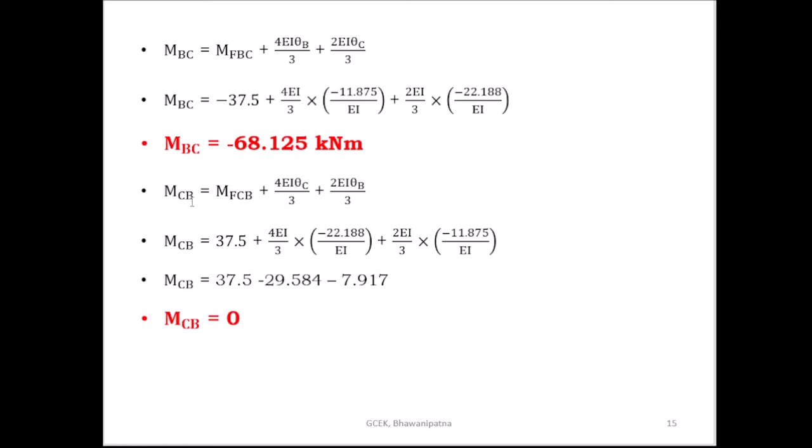Then find out MCB. MCB is equal to MFCB plus 4EI theta C by 3 plus 2EI theta B by 3. So MFCB is equal to 37.5, theta C is equal to minus 22.188 by EI and theta B is equal to minus 11.87 by EI. So put the values of theta B, theta C and MFCB here and find out MCB. This is equal to 0. As you know, if the end is simply supported, the moment at the end is equal to 0. MCB is equal to 0. Here also you got the value 0.